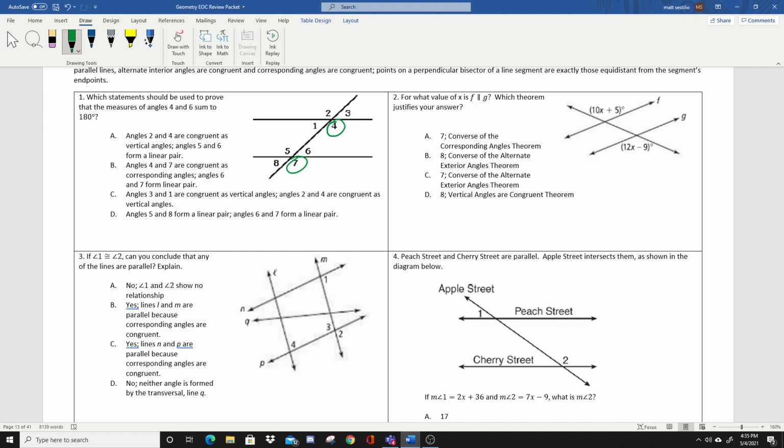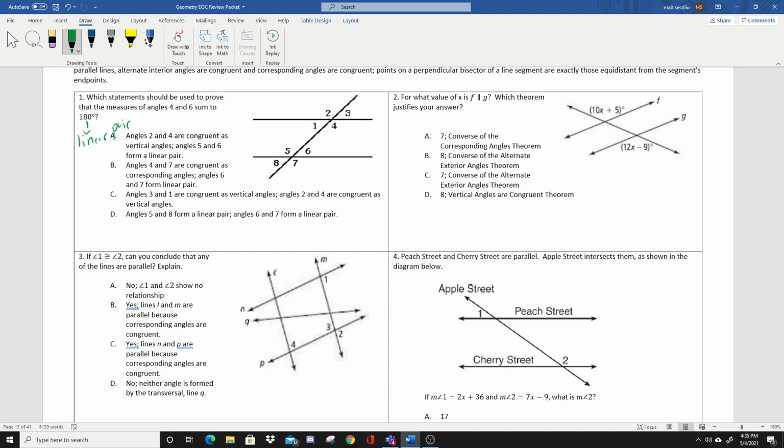And then it says angles 6 and 7 form a linear pair. Linear pairs are supplementary, or add up to 180. So they just proved it there. That's the information to prove that 4 and 6 are supplementary. If 4 is 7 and 7 is a linear pair with 6, then 4 is a linear pair with 6.